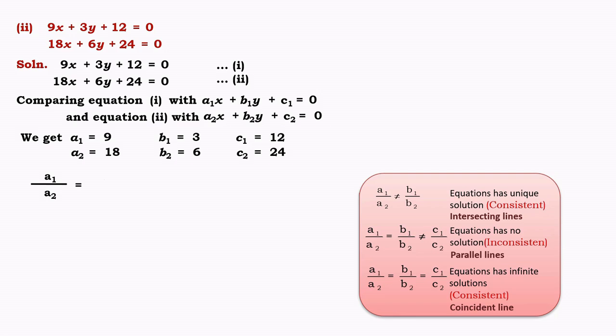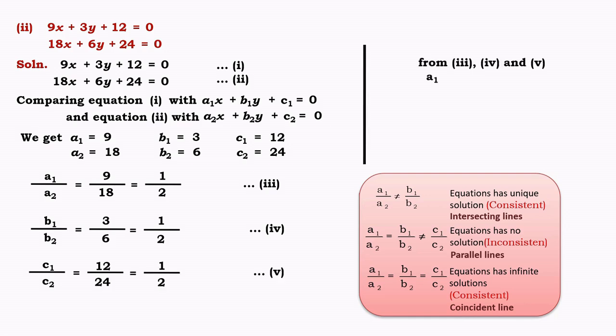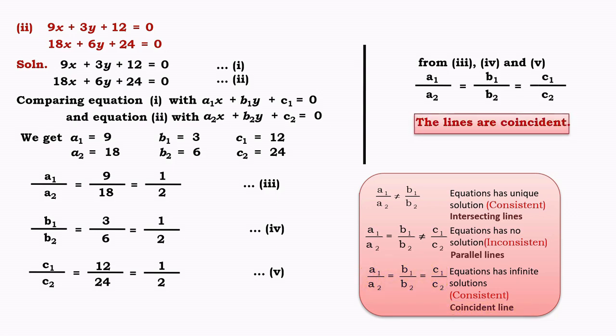Now, let us compare the ratios. a1 by a2 is 9 by 18, which is 1 by 2. b1 by b2 is 3 by 6, which is also 1 by 2. c1 by c2 is 12 by 24, which is again 1 by 2. Since all three ratios are equal, the equations represent the same line. So, the lines are coinciding. This means there are infinitely many solutions. Therefore, the system is consistent. Final conclusion: the given lines are coincident and have infinitely many solutions.